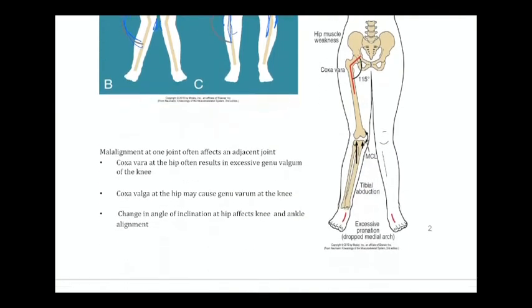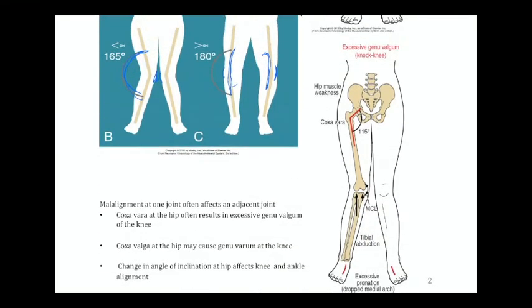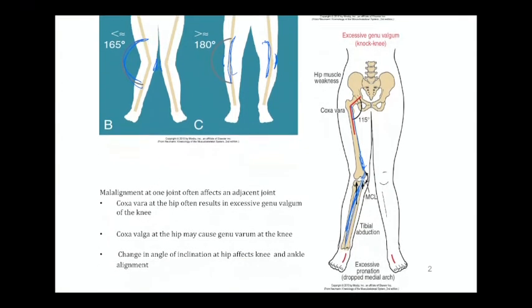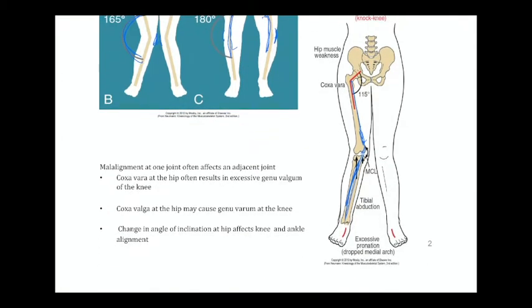As we can see here, sometimes the hip can cause these problems. As we remember, we talked back about the hip. We have coxa vara at the hip, where there is this increased angle there, which can cause the femur to be angled a little bit more medially, which then causes knock-knee, causes the angle of the knee to have some valgum and to be knock-kneed. So here we go. Coxa vara at the hip often results in excessive genu valgum at the knee. Coxa valga at the hip may cause genu varum at the knee.